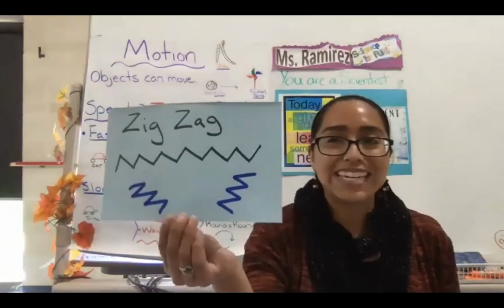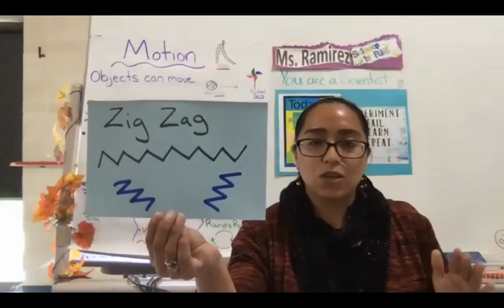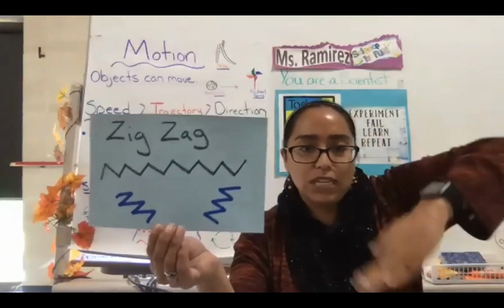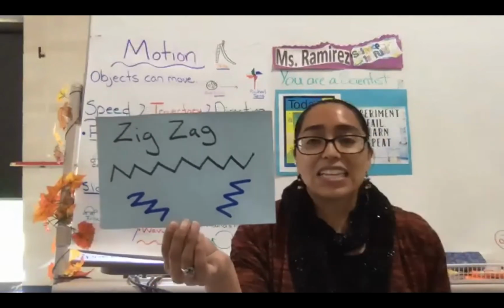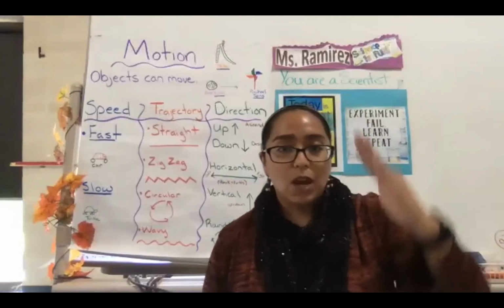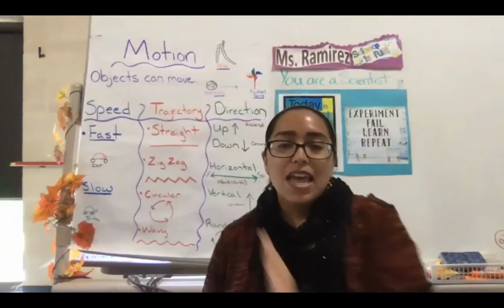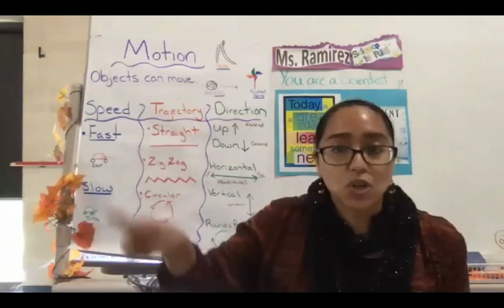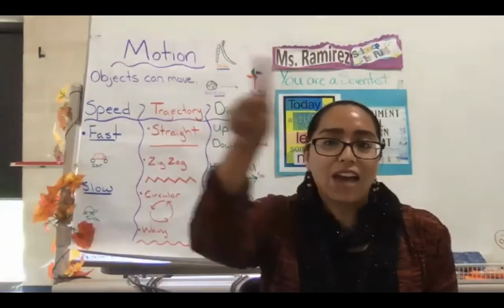Objects can also move in a zigzag motion. Think of if you have your arm and you do it like this, that's going to be a zigzag. Things can also move in a wavy trajectory like this. And then objects can also move in a circular trajectory or path like this.